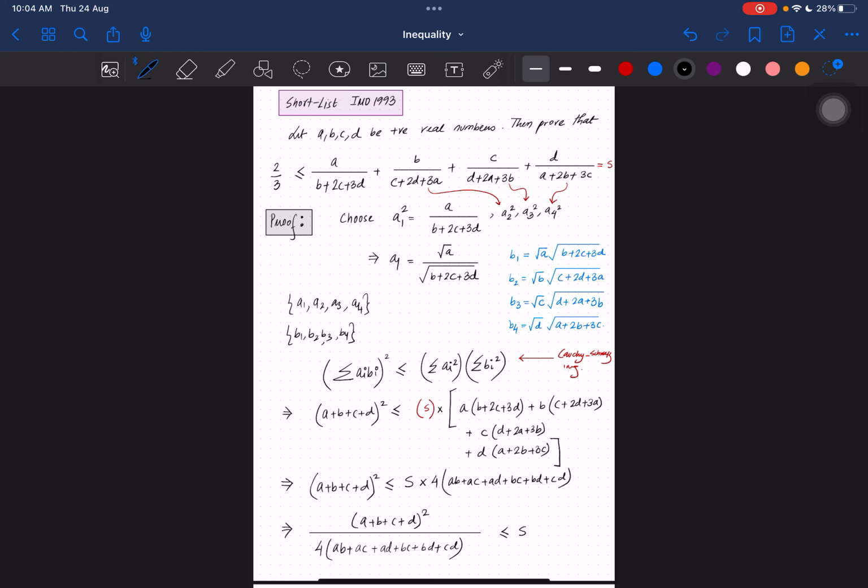So again, the main thing is to identify the two sets on which you have to apply the Cauchy Schwarz inequality. So hope you enjoyed the video.